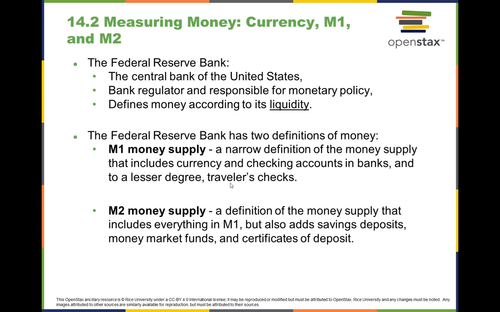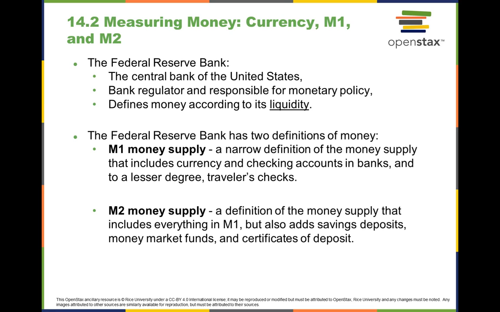M2 includes M1, but also includes things that have less liquidity: savings deposits, money market funds, and certificates of deposit, or CDs, that it might take some time to get some cash from. So these include savings deposits, which are bank accounts that you cannot write a check from directly. They include money market funds, which pool together deposits of many individuals who want to invest in a safe way, such as short-term government bonds.